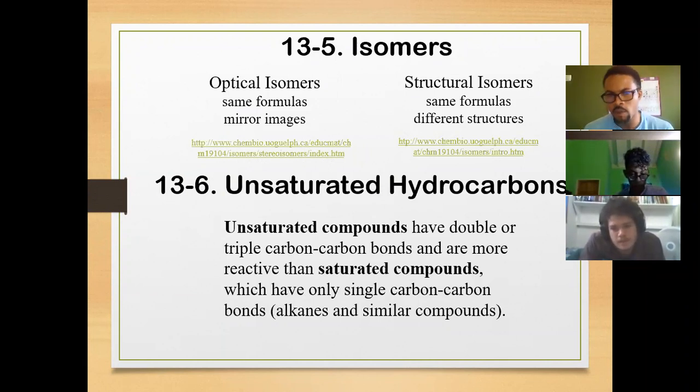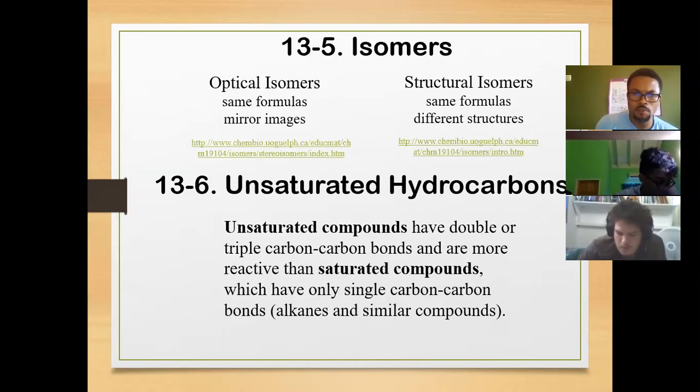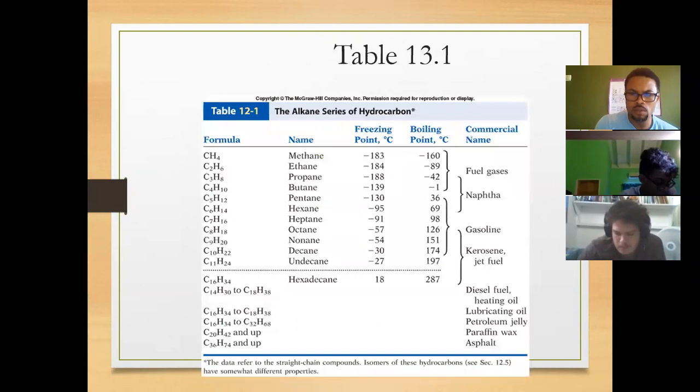Unsaturated compounds are the ones that have double bonds and triple bonds inside of them. So a carbon to carbon double bond or a carbon to carbon triple bond is an unsaturated compound. And that's how we identify them. Okay? So I'm just tapping across here now.